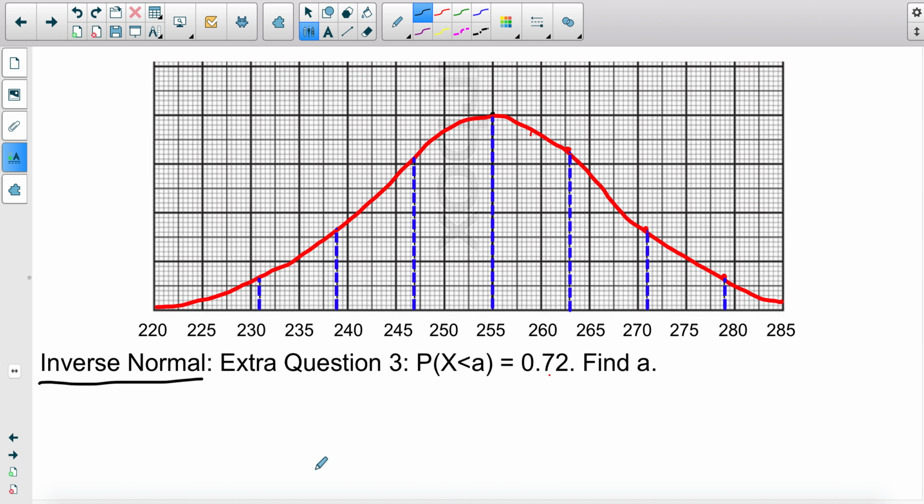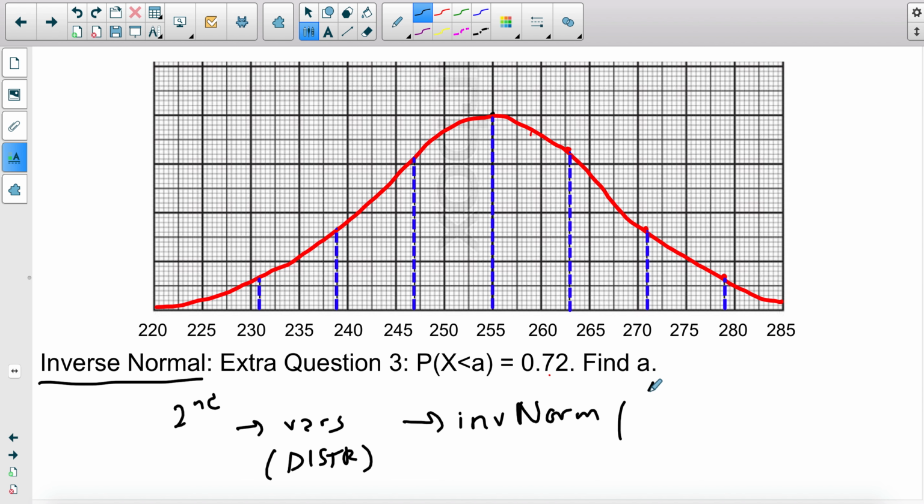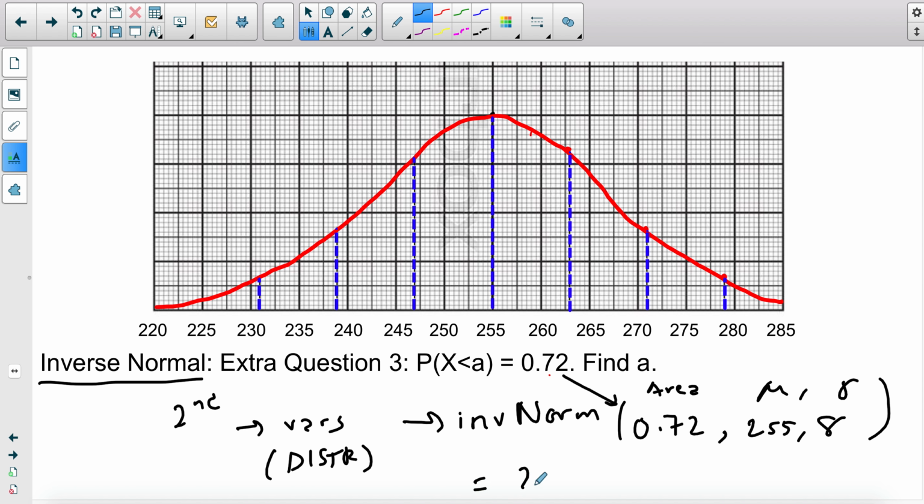And in order to do this, again, you use the calculator, you press second, var, which will take you to distribution, and then you don't press normal CDF, you press inverse norm. In the inverse norm, you write your area, which is the probability, and you have to write it as a probability. So if you had this question as 72%, you need to convert it to 0.72, and then you write your mean and then standard deviation, so 255 and then 8, and this will give you 259.66. So just about here.